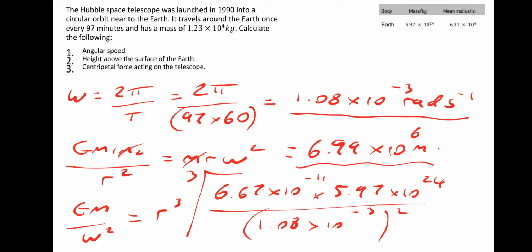So to get the height above the surface of the Earth, we need to do that orbital radius and subtract the radius of the Earth. So it's 6.99 times 10 to the 6, subtract 6.37 times 10 to the 6. So when you do that subtraction, we get 619 times 10 to the 3 meters, or a height above the surface of the Earth of 619 kilometers. So what I'm going to do is clear this and then do the final part, the centripetal force acting on the telescope.